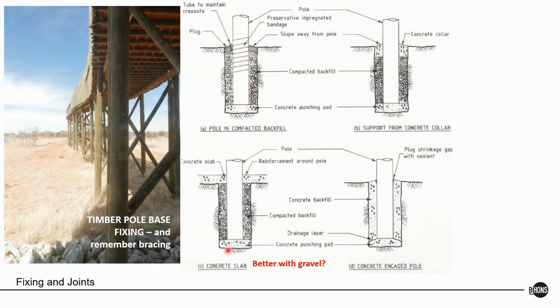And then this shows concrete punching pads, but it's not necessarily better. I think it's better to use gravel at the bottom. So you compact the footing at the bottom, put gravel in, put the pole down, and then fill it up. As you can see, you do compact the backfill.